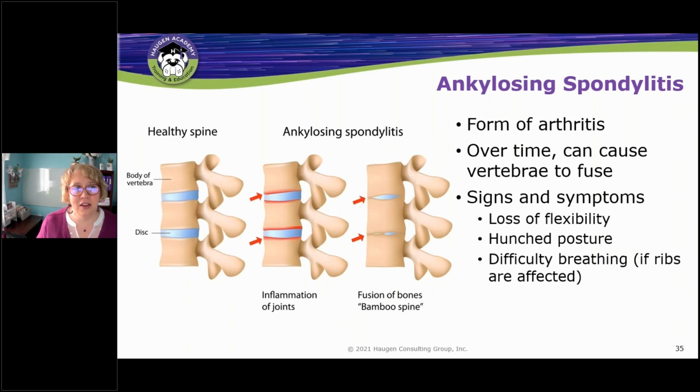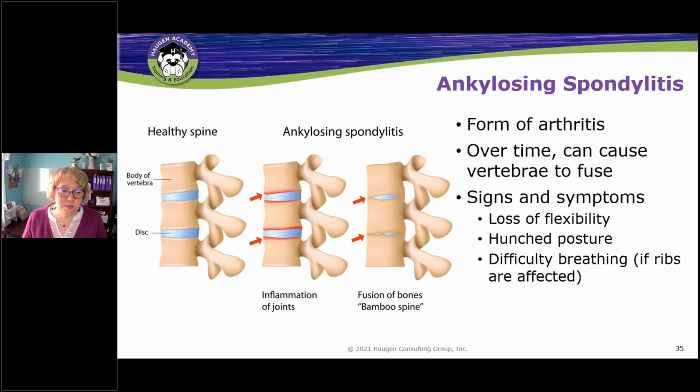Ankylosing spondylitis. So we have spondylosis, spondylolysis, spondylolisthesis, and spondylitis. Are you keeping track of all this? Do I always remember all of these? Not all of them. Sometimes I do have to do a quick Google. But itis means inflammation. Spondylo refers to spine. So this is inflammation of the spine.